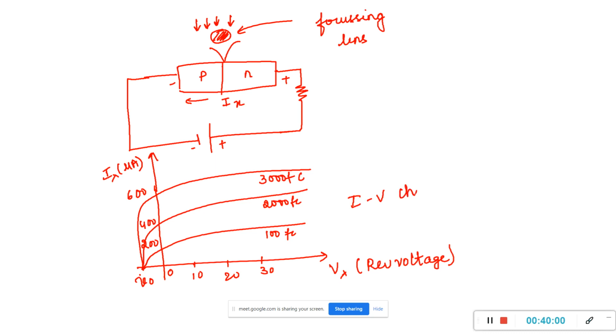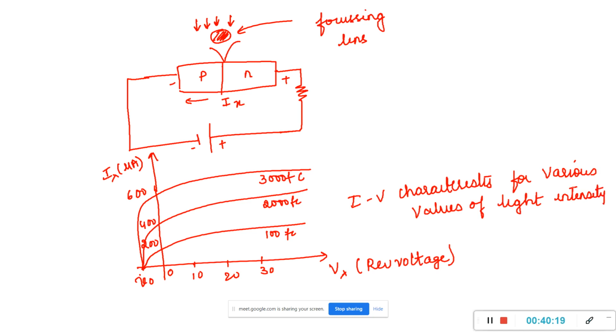I'll just write here IV characteristics for various values of light intensity. So this is the VI characteristics. So let me explain the working first. We have seen the equation and we have seen the VI characteristics. Let me explain this now.